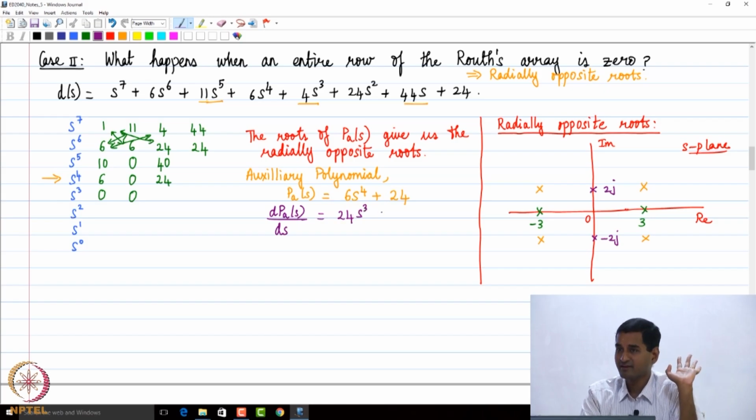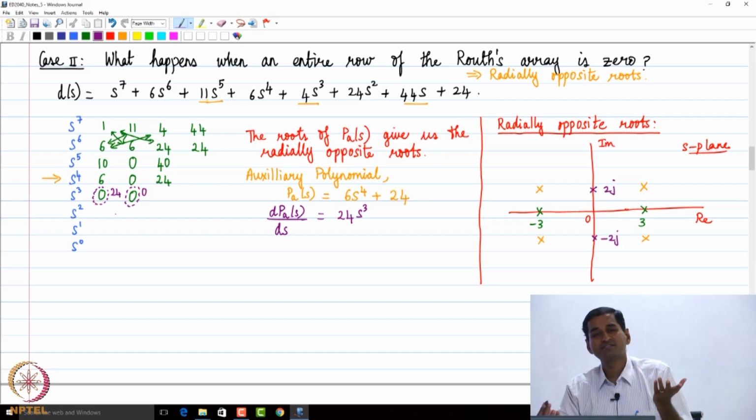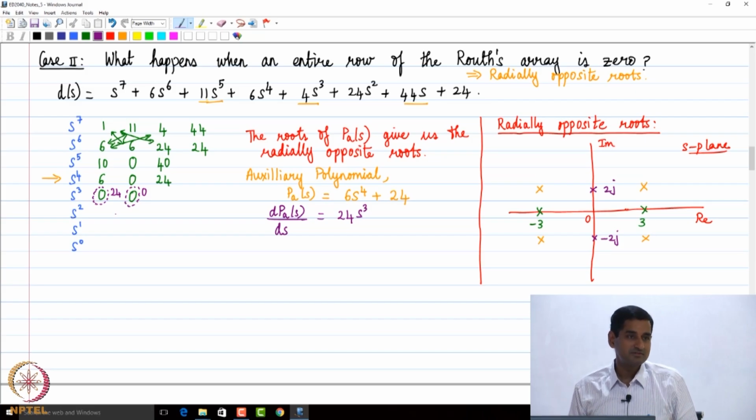That's it, right? When I take the derivative with respect to s. Do you agree? Okay. So what I need to do is replace in the s cube row this 0 with 24. Of course, this other 0 I will keep as it is because the constant term is 0. So using this process, in the s cube row the first element has been replaced with a 24, but the second element still remains 0. So I have to continue with that.